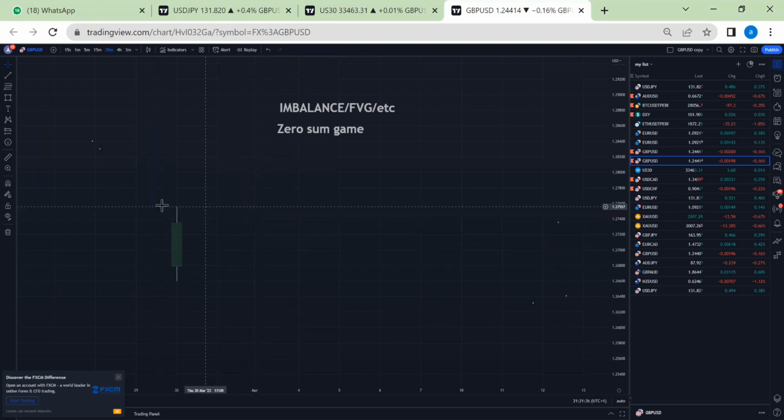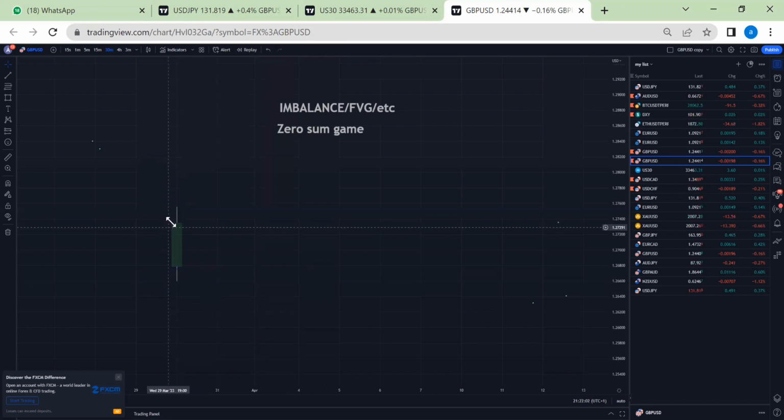Now, this is the body of the candle. If this is a buy candle, then the top of the body will be the close of the candle. That's the last price the candle gets to before it's finished performing. Then the bottom of it is going to be the open.